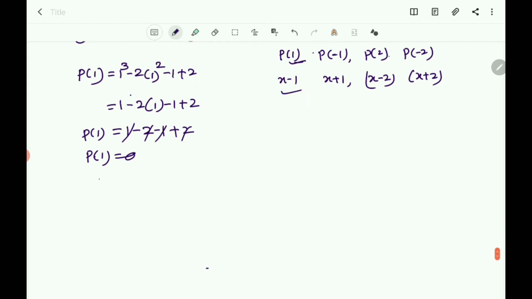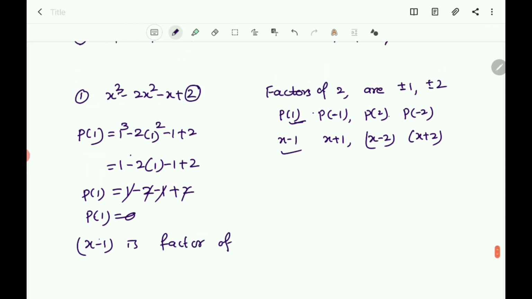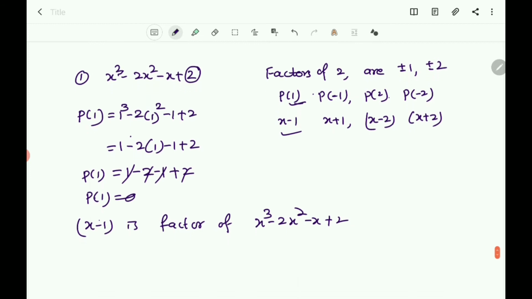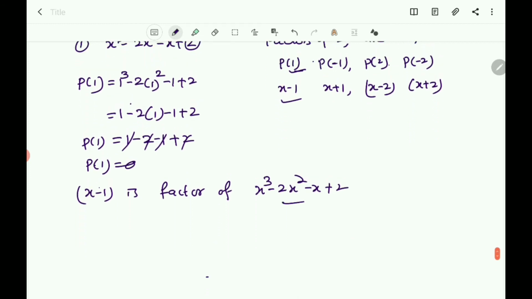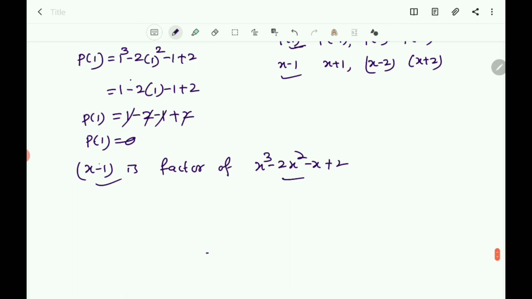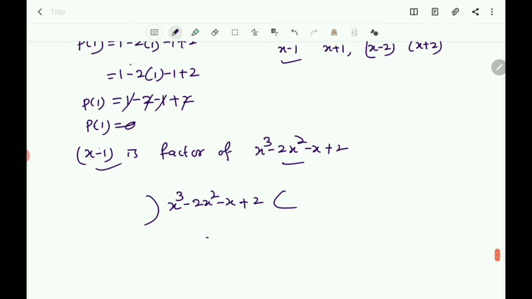What can you write here? Then x minus 1 is a factor of x cube minus 2x square minus x plus 2. Then to get the other factor, you divide this by this. Then you will get the other factor here. Take x cube minus 2x square minus x plus 2, and by the long division method, divide it by x minus 1.